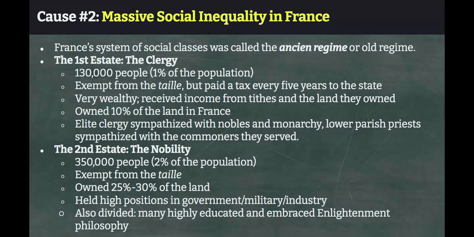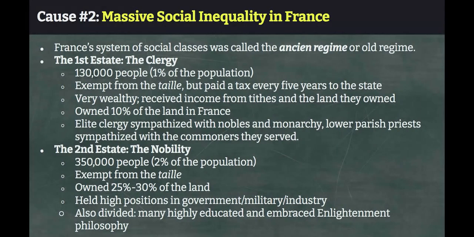All right, the second estate is the nobility. So they're a little bit more of the population. They're about 2% of the population. They're also exempt from the tithe, right? So we can see that really the wealthiest part of our population is exempt from that land tax. And the nobles own a lot more of the land. They own about 25 to 30% of the land. So putting that together, about 40% of the land here is owned by about 3% of the population. So make of that what you will.